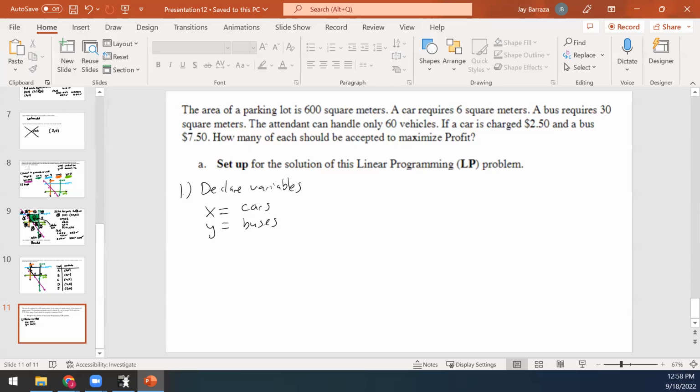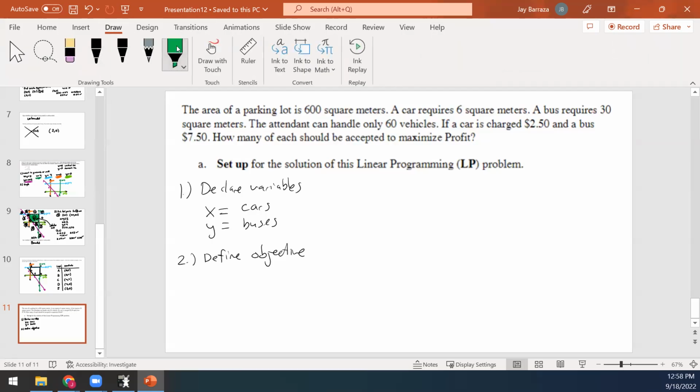Any questions on that? So those are my variables. Step number 2 is to define your objective. What is your objective function? What are you trying to do? Well, you got to look for some keywords. So the first keyword I see is maximize. That's the word I like to see, maximize.